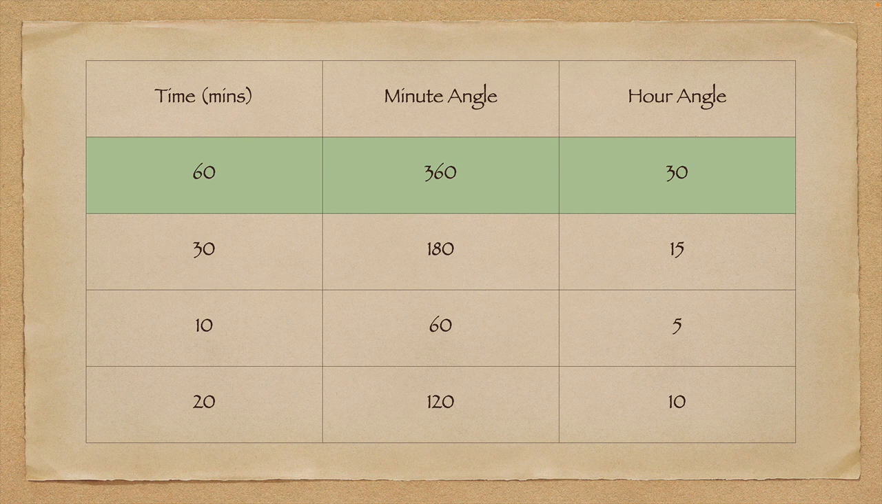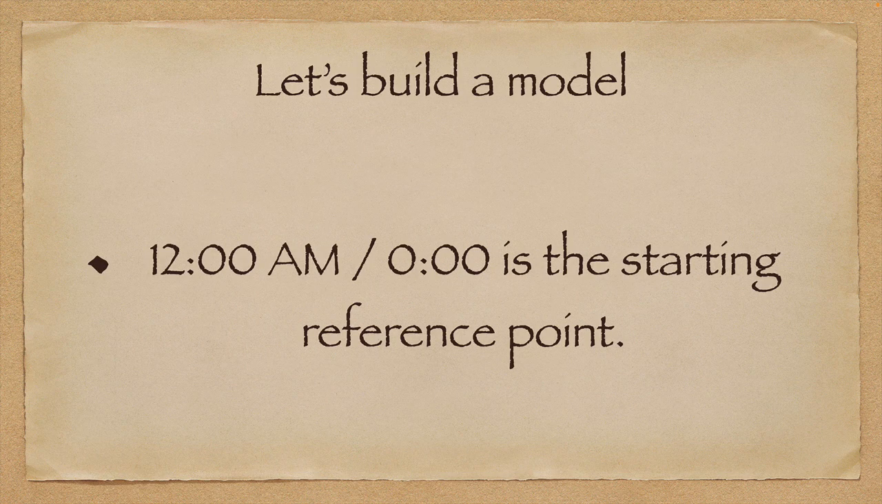I could also take the 60 and divide it by 3. Right? 360 divided by 3 is 120, 30 divided by 3 is 10. So remembering that 60 minutes is 360 degrees for the minute, and 30 degrees for the hour is the fundamental basis from which you can solve pretty much every angle problem on the clock.